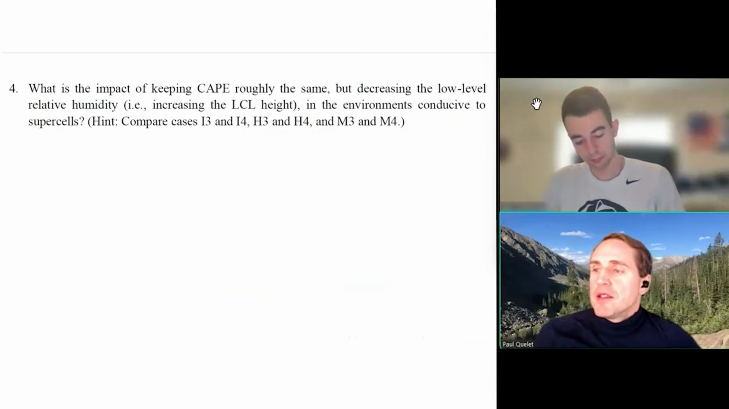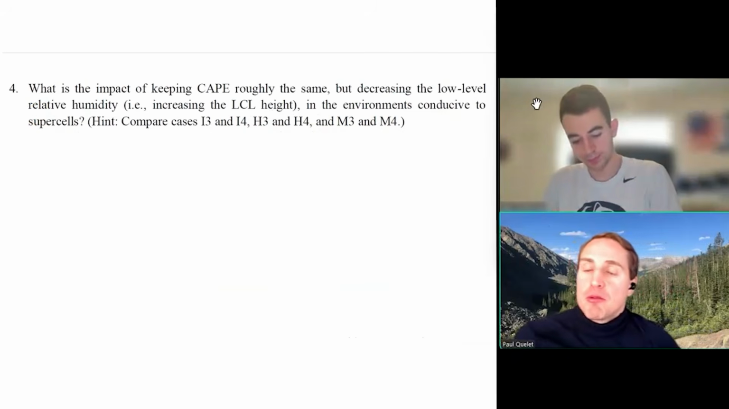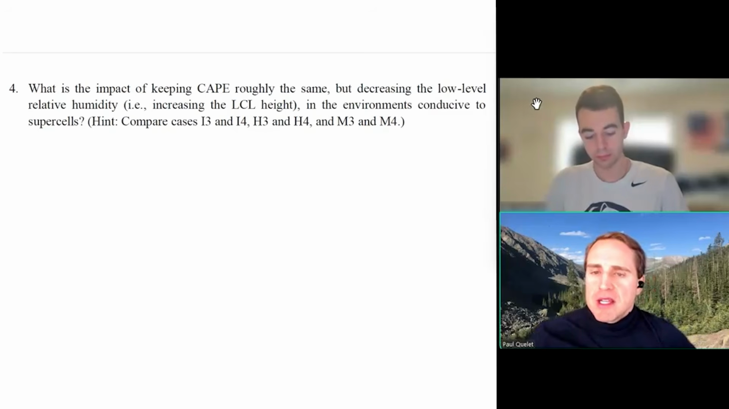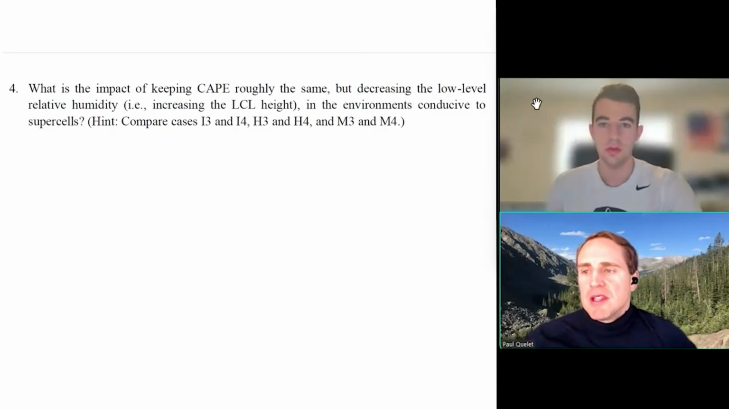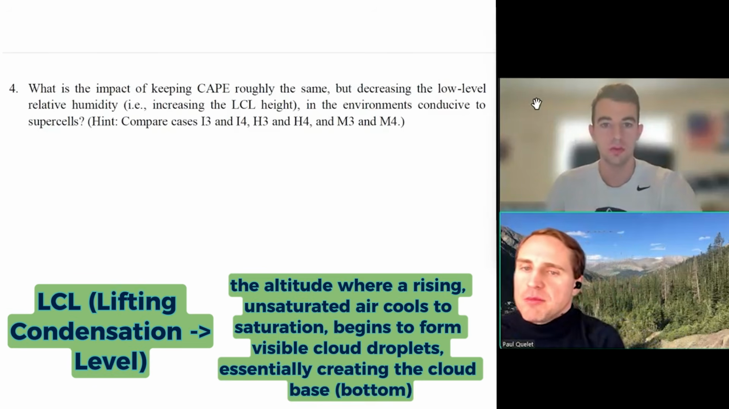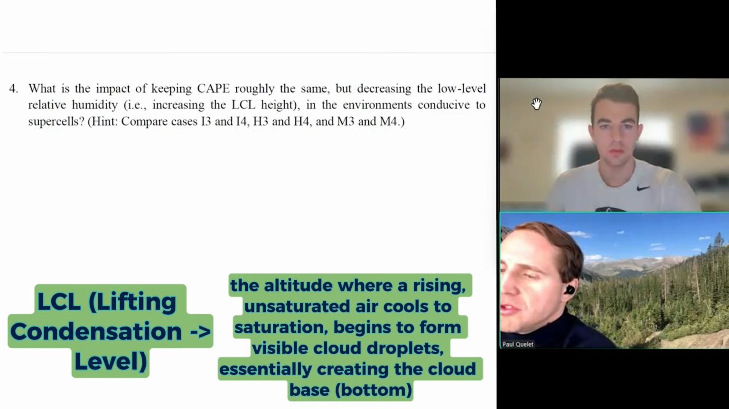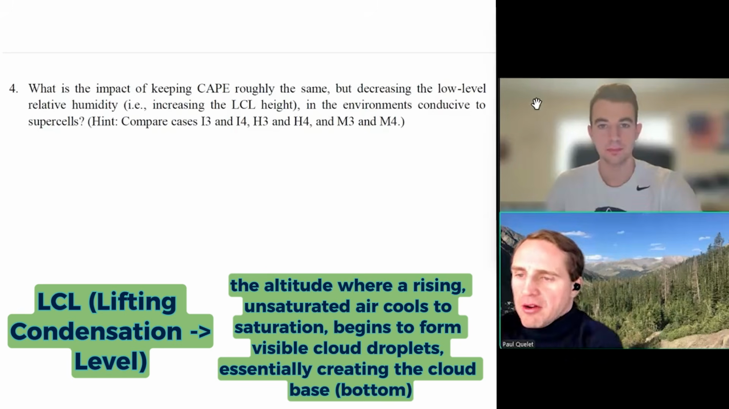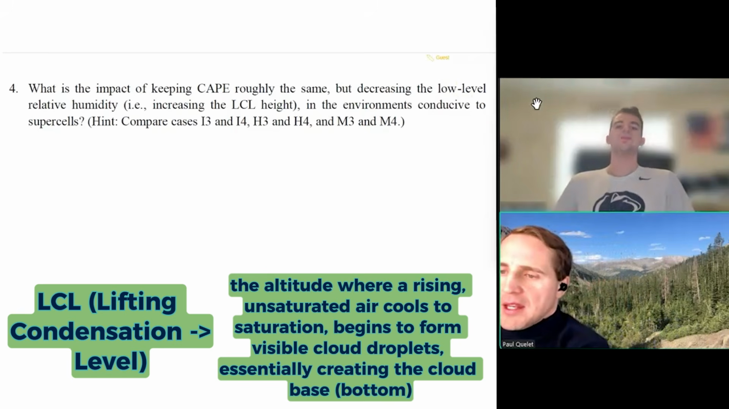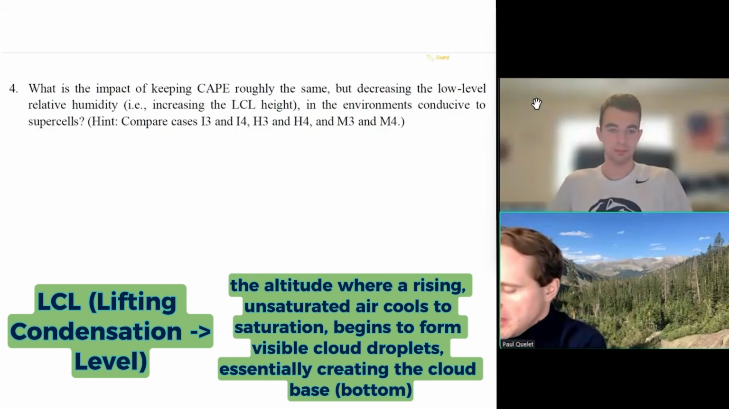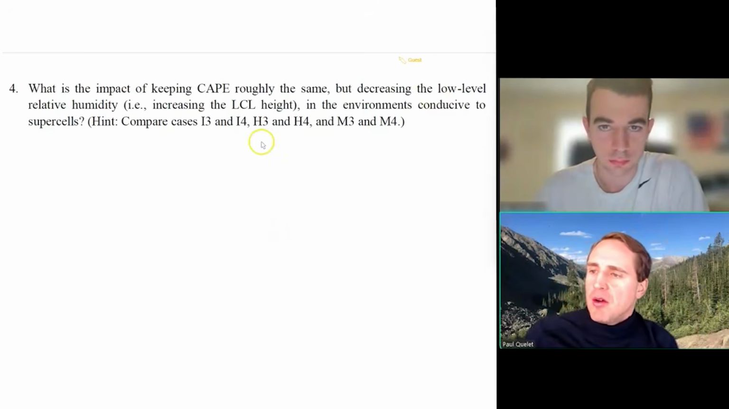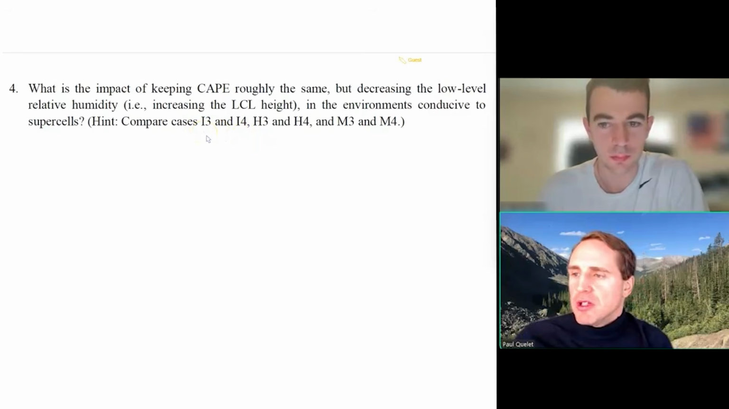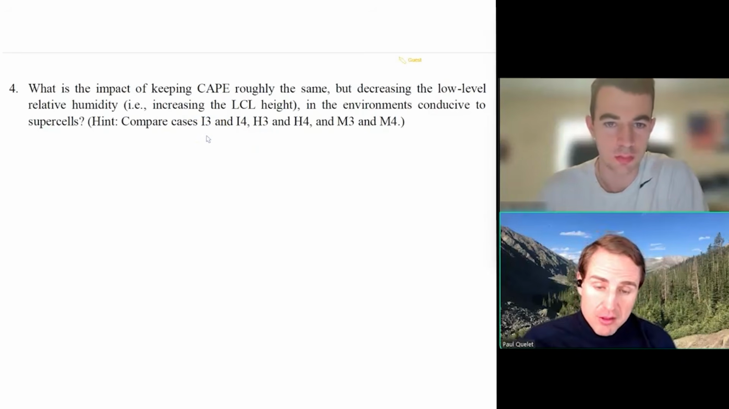Let's go to number 4. It says, what is the impact of keeping CAPE roughly the same, but decreasing the low-level relative humidity? In other words, you increase the height of the LCL in environments conducive to supercells. So in other words, compare cases I3 and I4, H3 and H4, M3 and M4. Let's think about what happens when we essentially change the relative humidity.